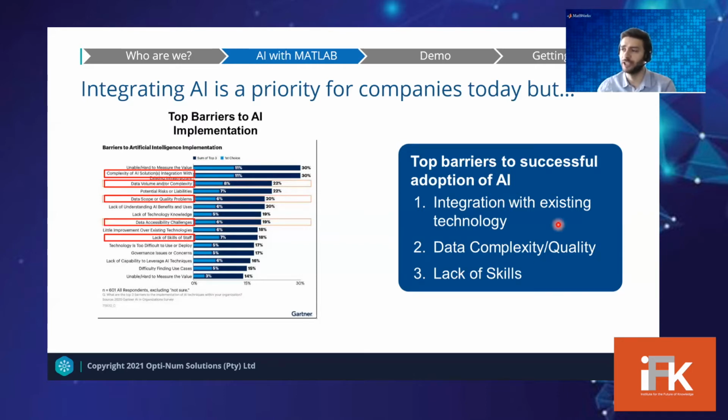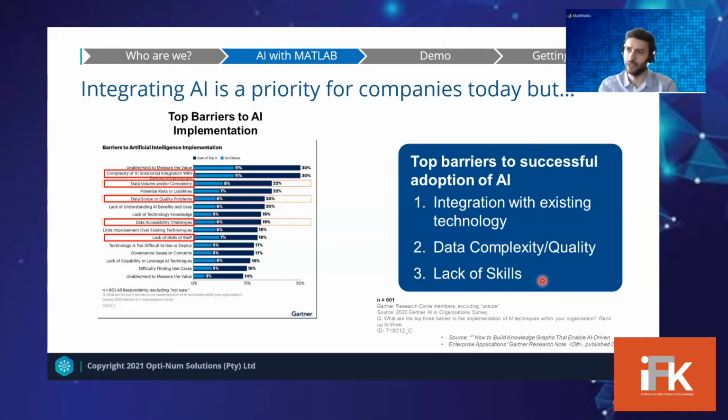The first is integration with the existing technology. The second is the complexity and the quality of your data. And then the lack of skills, because sometimes what happens is that, for example, at the department, I don't know, science, natural science has to deal with artificial intelligence, so there is not the right overlapping of skills. What we are doing at MathWorks is start to collect all this information which comes from industry and academia.